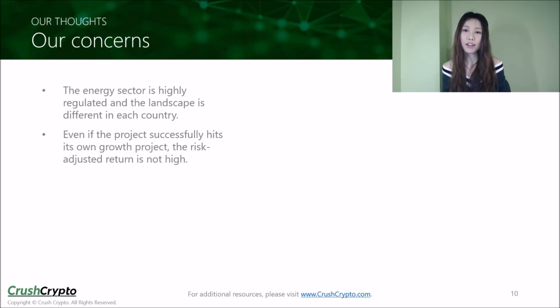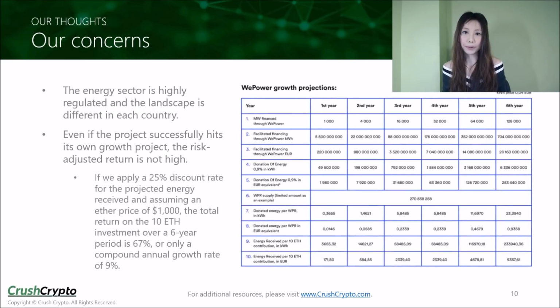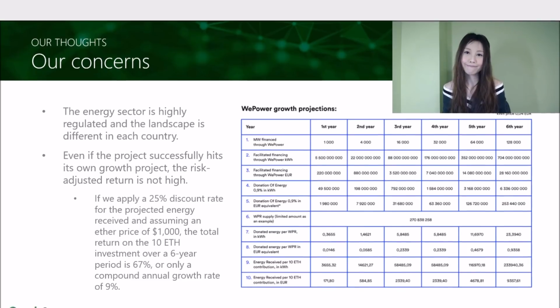If we apply a 25% discount rate for the energy received as stated on page 11 of their white paper, or as shown in this table, and we assume Ether is at $1,000, the total return on a 10 Ether investment over a 6-year period is 67%, or a compounded annual growth rate of 9%. We believe this is relatively low for a cryptocurrency investment.